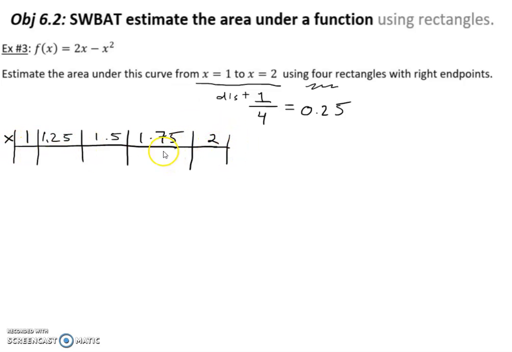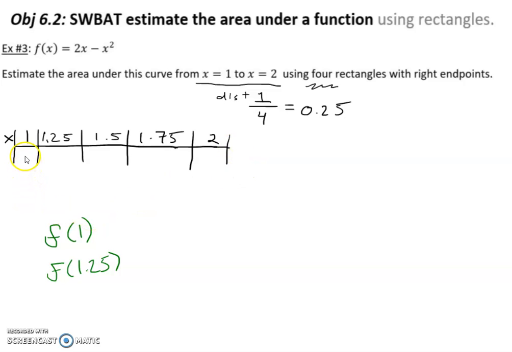And then to find our y's here, this is what makes this a little bit more work, is we just need to find the y value for this function at each of these x values. So I'm going to do this in a thought bubble off to the bottom. You probably don't need to write this. I'm going to find f of 1 and f of 1.25 and so on, and just type them into the calculator. So I'm typing 2 times 1 minus 1 squared, which comes out to 1.